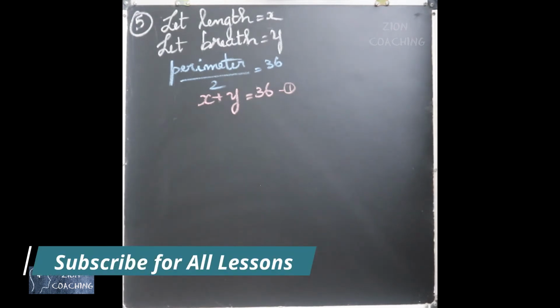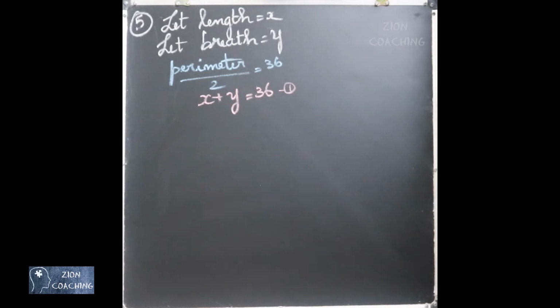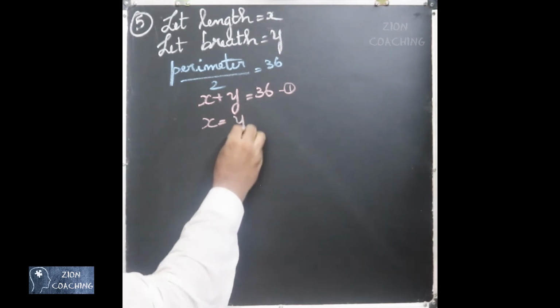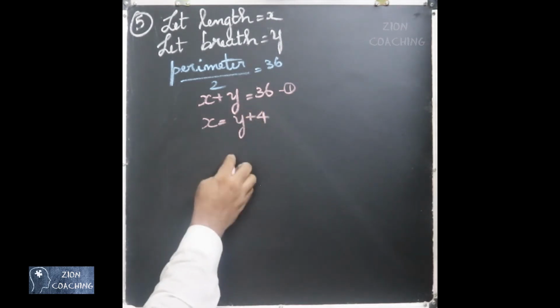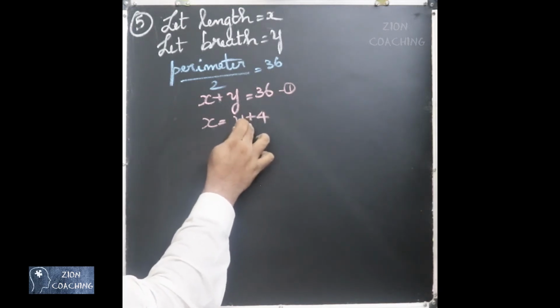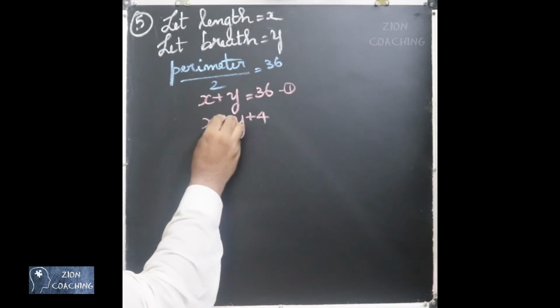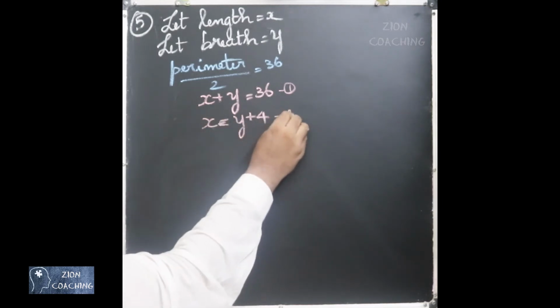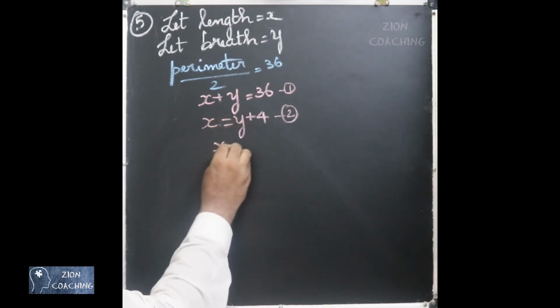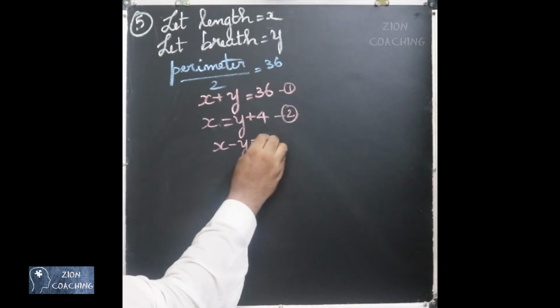Then your second equation is going to be, they are telling length is 4 more than the width. Since x is more, to make it balanced we have to add that 4 to the breadth. Length is 4 more than the width. So y plus 4 is going to be your length. Now we have two equations. The second equation can also be written as x minus y equal to 4.